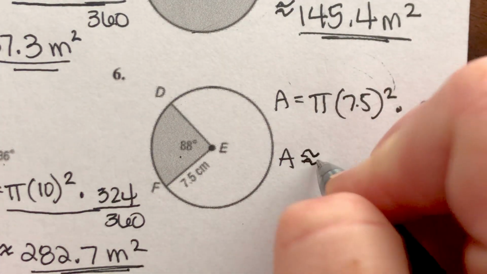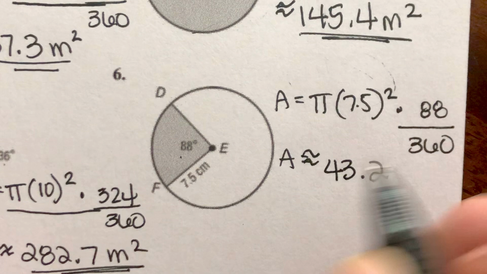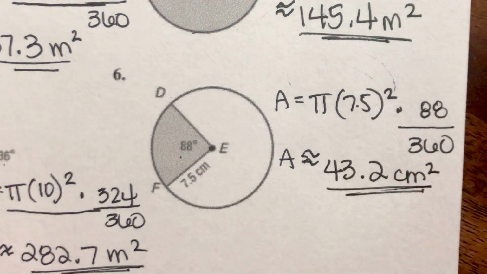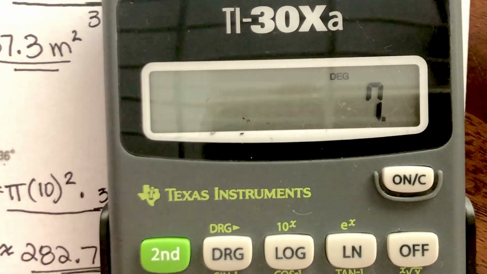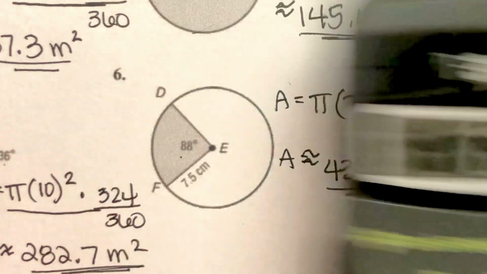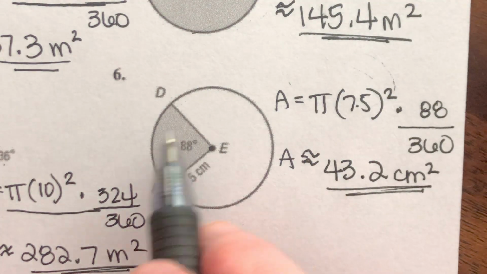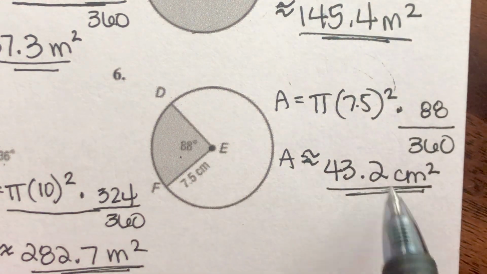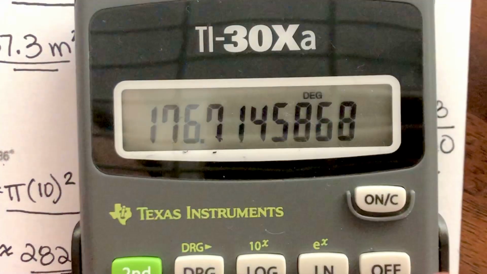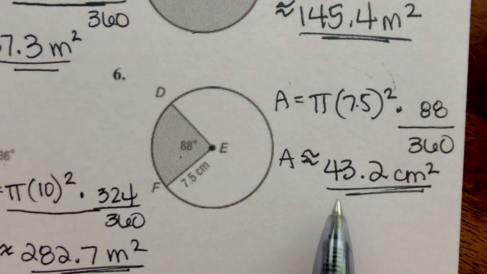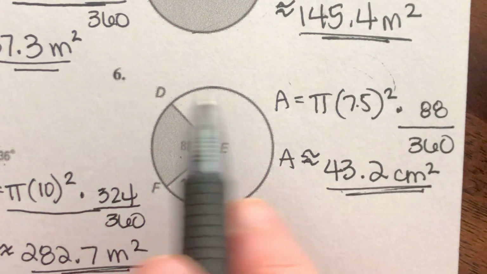So area is about 43.2 centimeters squared. And we said the area of the whole thing, what did we say that was? 177. So it makes sense that this is just a little piece of that, right? Not even half, maybe a quarter, almost a quarter, if not exactly a quarter. If we divided this by 4, 44.17, and we got 43.2. So it is around a quarter of the whole thing, which is what it looks like.